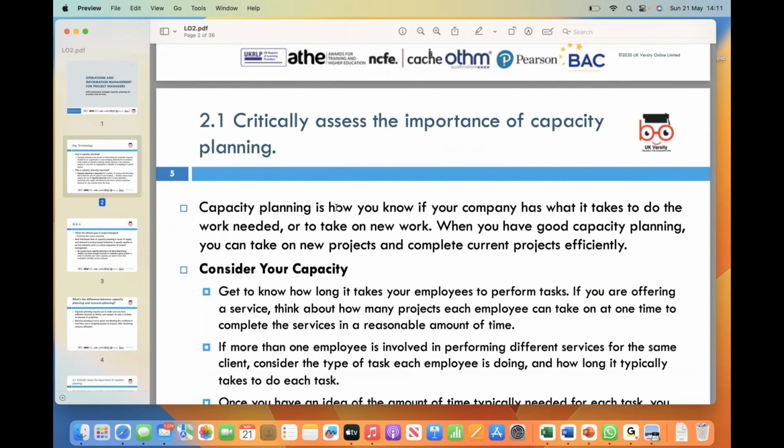Critically assess the importance of capacity planning. So, capacity planning is a fundamental aspect of business management that enables companies to determine whether they have the necessary resources and capabilities to meet current and future demands. It plays a crucial role in ensuring operational efficiency and successful project completion.